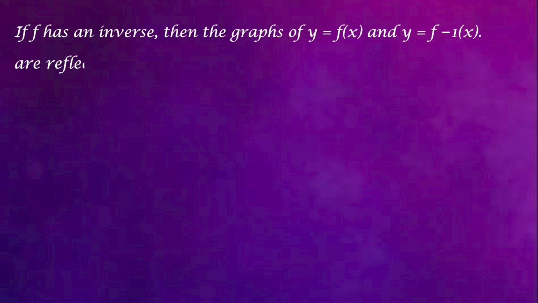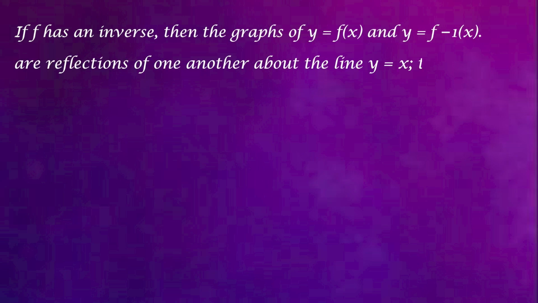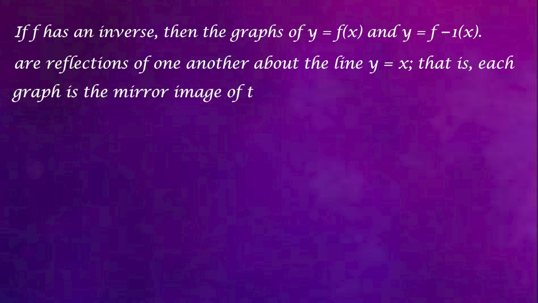If f has an inverse, then the graph of y is equal to f of x and y is equal to f inverse of x are reflections of one another about the line y is equal to x. That is, each graph is the mirror image of the other with respect to the line y is equal to x.